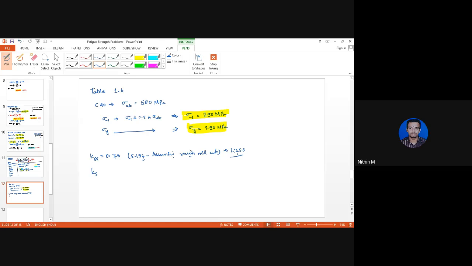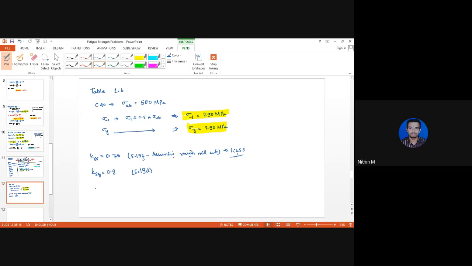Then what about KSZ? You will calculate KSZ on the basis of equation 5.19D. Again, the diameter of the component is not known. So let us presume that the diameter is lying in between 10 millimeters to 50 millimeters. If we assume that, the size factor will be 0.8. Again, this is based on our intuition. Typically, in the problems you solve, the diameter of the component will be somewhere in between 10 millimeters to 50 millimeters. This is a vague assumption, so you can assume it.